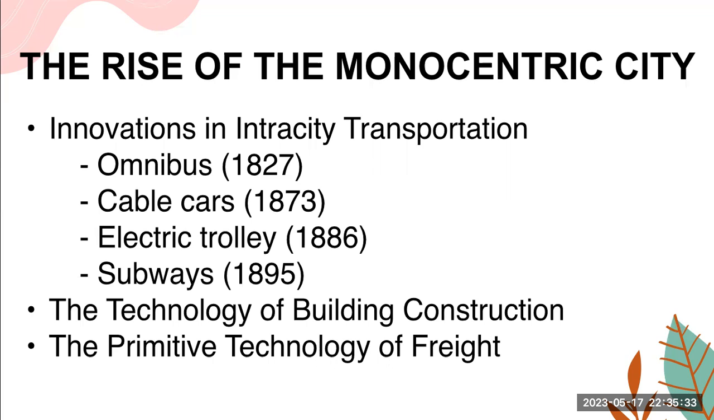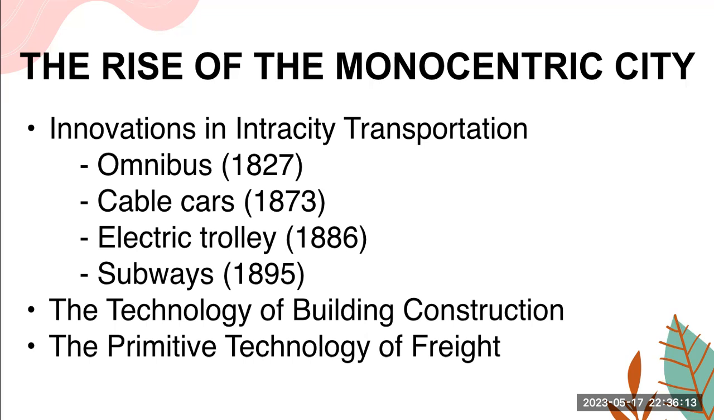But beginning in the late 1820s, innovations in transportation included the following. The first one is the omnibus, 1827. This is a horse-drawn wagon introduced in New York. It was the first public transit mode. The second one is the cable cars, introduced in 1873. These are steam-powered cable cars, which were introduced in San Francisco and spread to other cities. The third is the electric trolley. The fourth is the subway.